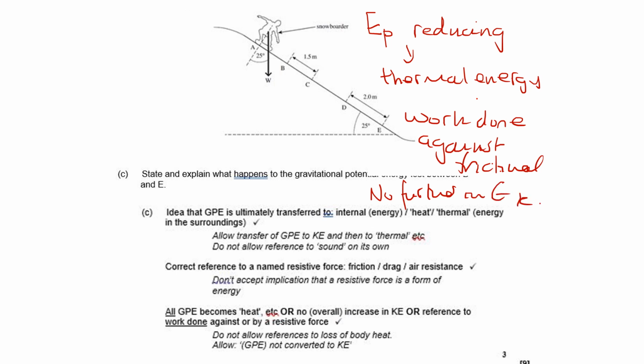Okay, so first mark: the idea that the GPE is transferred into thermal energy. Second mark is for naming a correct resistive force such as friction, drag or air resistance. And the third mark is for saying that work is done against the friction, or for saying that there's no further increase in the kinetic energy. So well done if you managed to get 3 marks there.